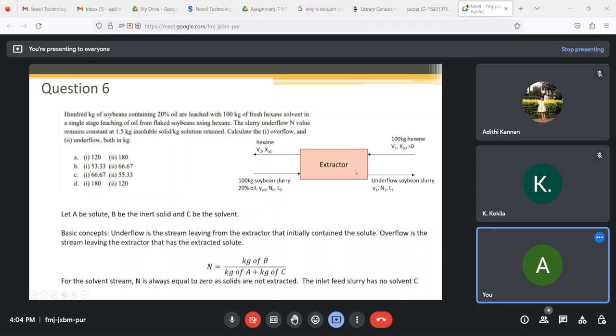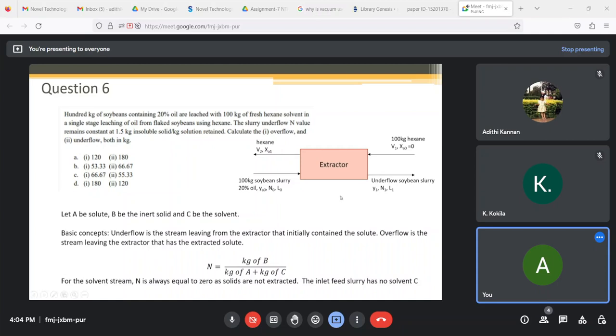When you put it inside an extractor, it is only the oil that will be transferred from one stream to another stream. Solids will always remain in the slurry itself. So since solids are never extracted, kg of B will always be equal to 0, and hence N is 0 for the solvent stream. For the inlet feed slurry, sometimes it does not have the solvent, so then N becomes kg of B by kg of A. Hope this is clear, because with this we will have multiple other problems coming in the later slides.